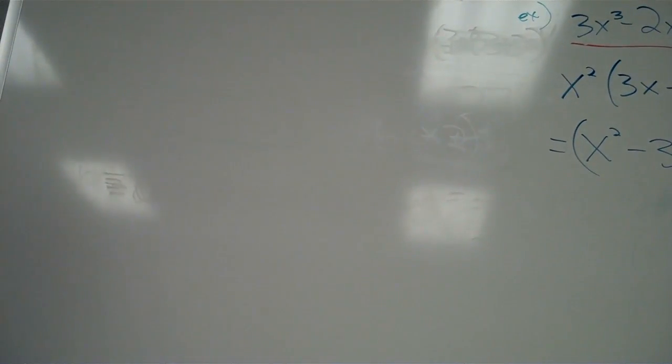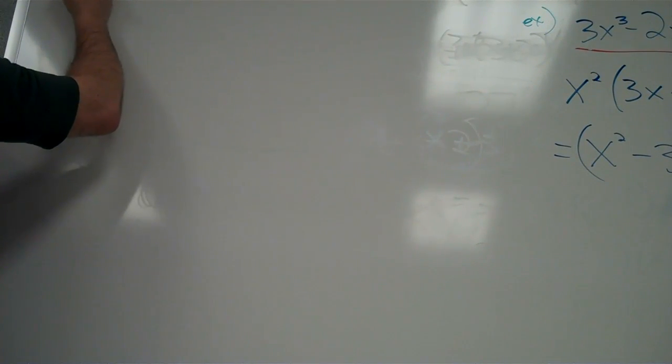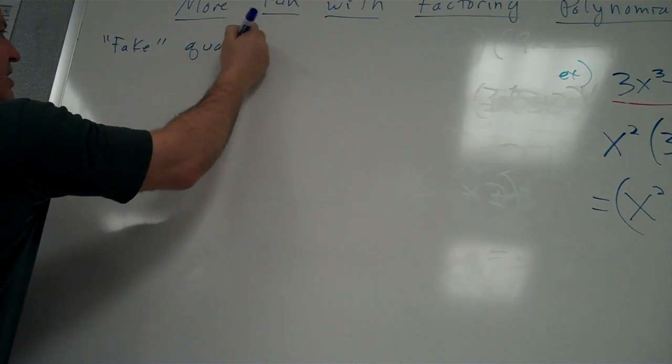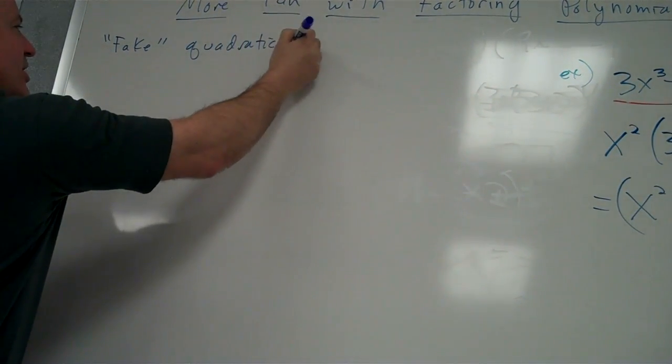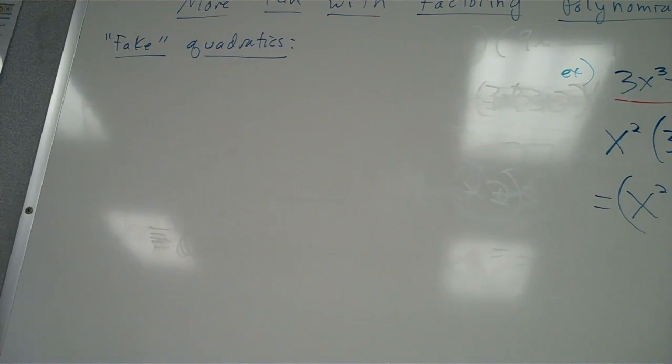How do I want to call this one? I'm going to call it fake quadratics. Why fake? Well, because they're not really quadratics. But they behave like quadratics. They're posers. They're poser quadratics. Okay? Posers.